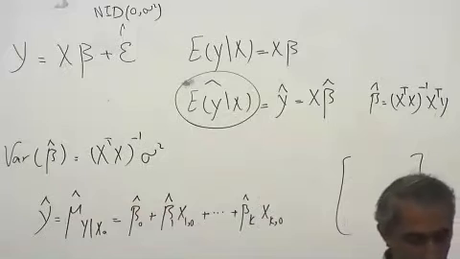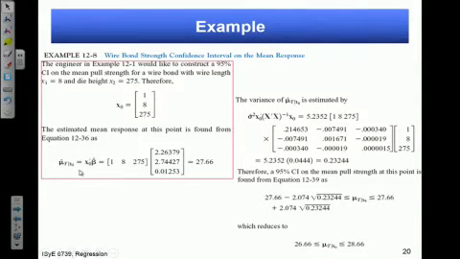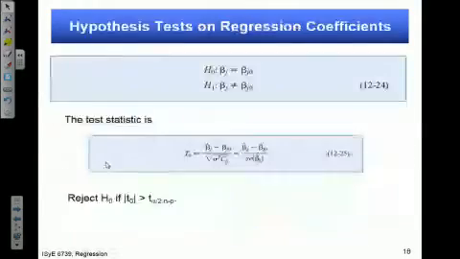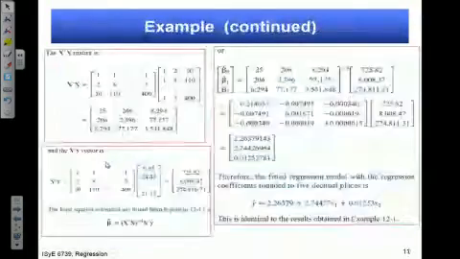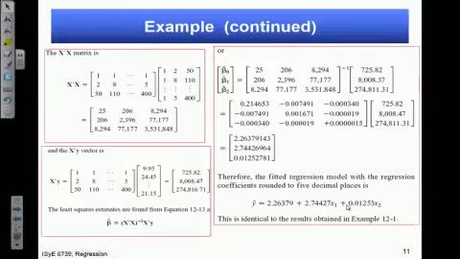Okay? So first of all, we need to find the point estimate. We already know beta hat. How? From this example. I'll go back. These are the beta hats that we have. Beta 0, beta 1, and beta 2. Okay? What we need to do is plug in the x1 and x2 values.